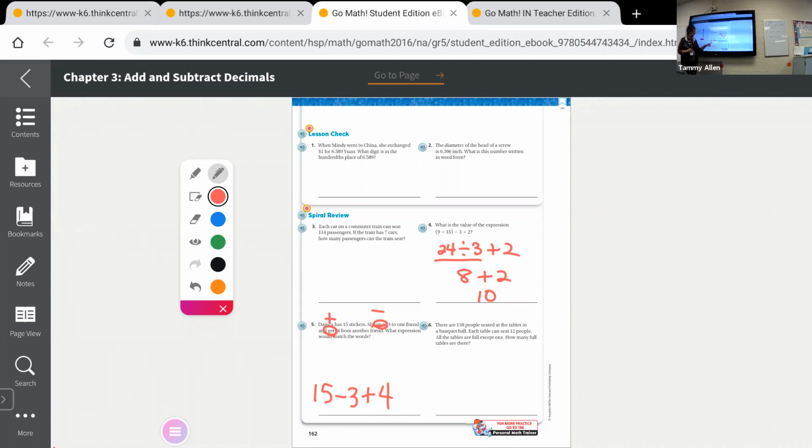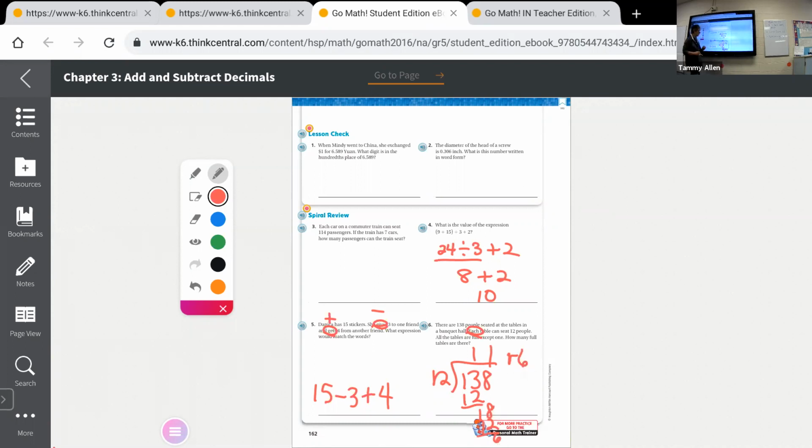Number 6, there are 138 people seated at the tables in a banquet hall. Each table can seat 12 people. All the tables are full except for one. How many full tables are there? We have 138 for our total, 12 at each. 12 goes into 13 one time, into 18 one time. We get a remainder of 6.